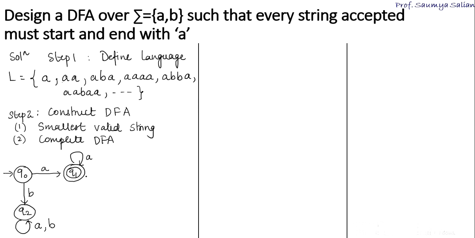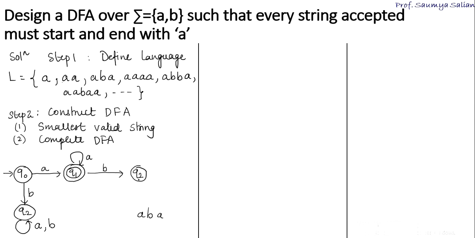So I have to show the correct transition for input B. What I will do is, from state Q1, I show a separate transition for input B and put it into state Q2, right? And then, in order to handle the case ABA, let's complete the machine. Q1 responded to both input A and B.